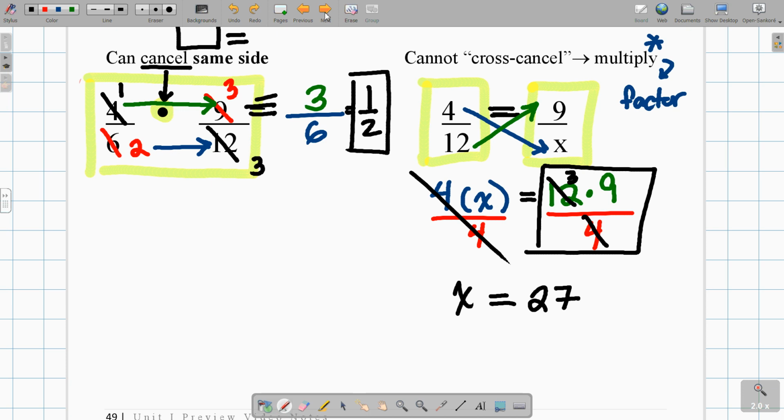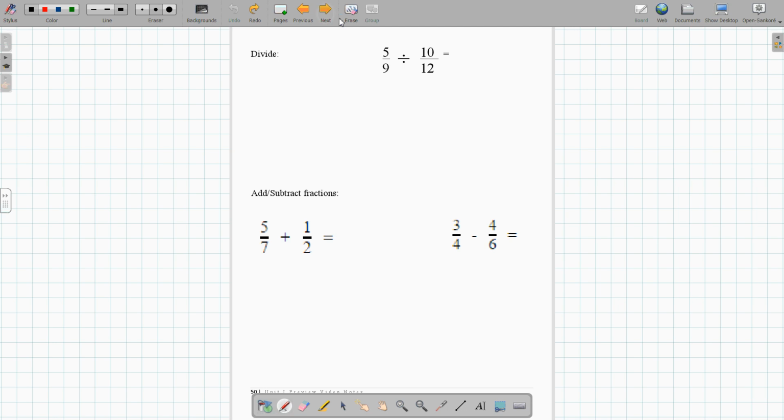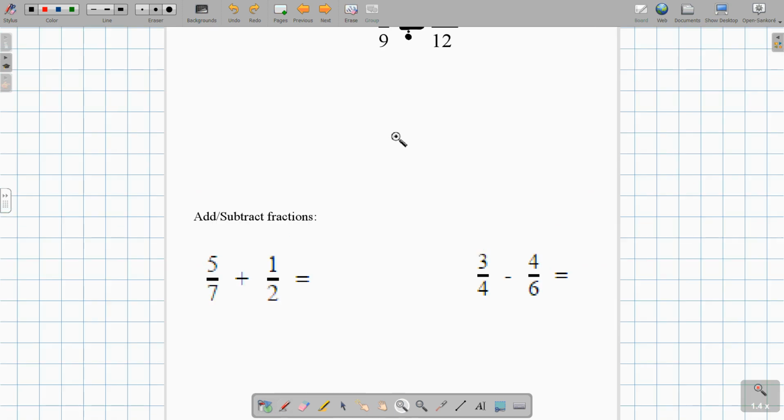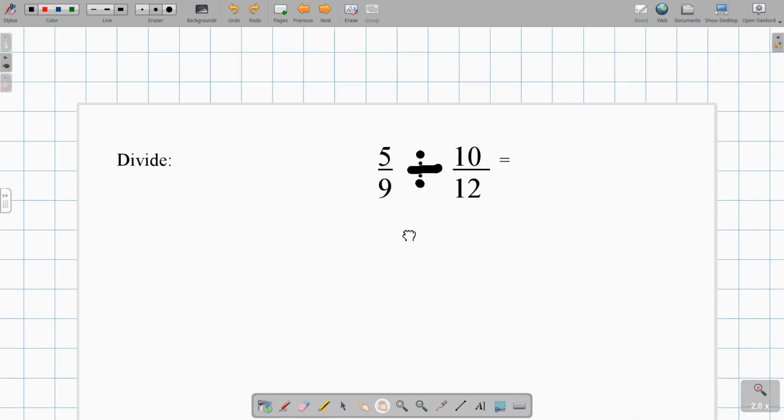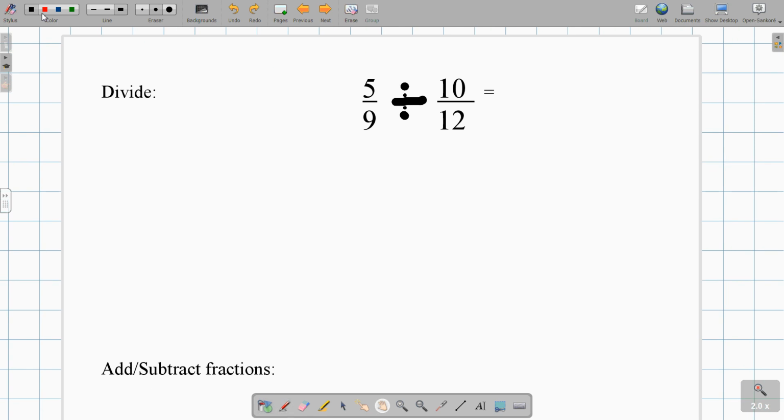In division, when you divide, of course, by a fraction, it is the same as multiplying by its reciprocal. So immediately, what we are going to do here is we are going to flip that second term into its reciprocal. So I'm going to go 5 over 9. We're going to go times 12 over 10. That's the reciprocal.